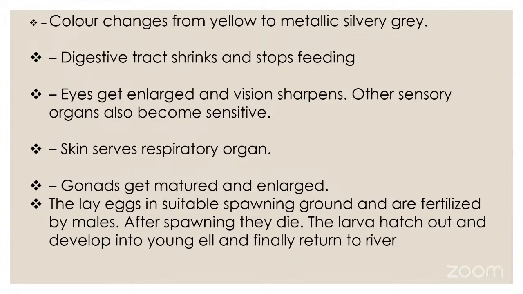And gonads get matured and enlarged. They lay eggs in suitable spawning ground and are fertilized by males. After spawning, what happens? They die. The larvae hatch out and develop into young eel and finally return to the river.